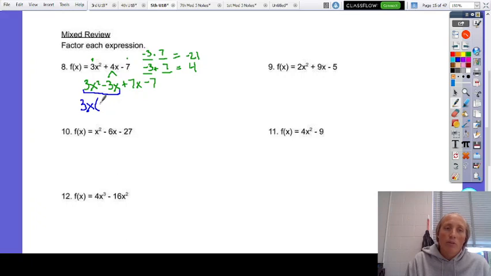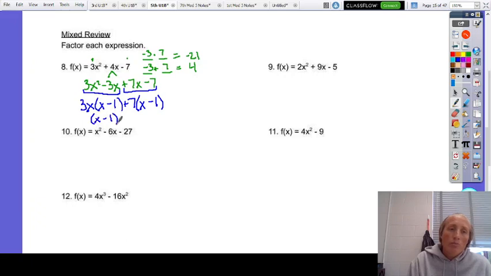So 3x squared divided by 3x leaves us with x, minus 3x divided by 3x is 1. Make sure you don't have that 1 disappear on you. And my second two terms, 7x minus 7, have a +7 in common. When you divide 7x by 7, you end up with x. And when you divide -7 by 7, you end up with -1. When you look at your leftovers here, they are the same. So x minus 1 is one of my factors.